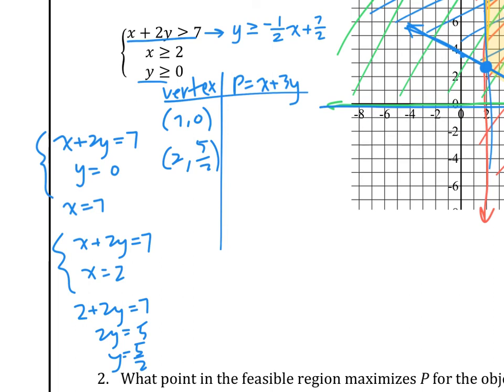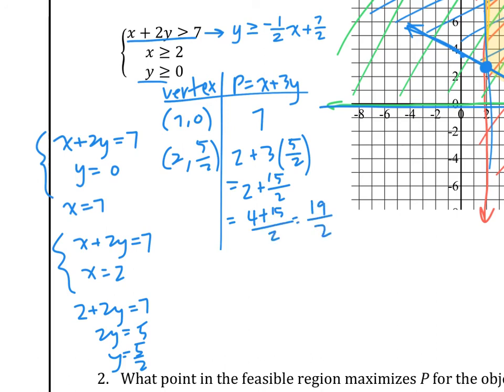And then we would basically try to solve this one. Putting 7, 0 into the objective function, you get 7. Putting in (2, 5/2), this one's a little bit harder: 2 plus 3 times 5 over 2. That is 2 plus 15 over 2, which is 4 over 2 plus 15 over 2, that is 19 over 2. 19 over 2 is 9.5. So which one minimizes? It's going to be this one, 7, 0.